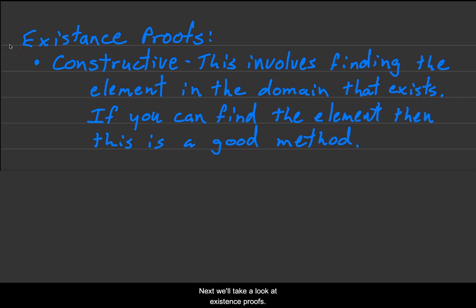Next, we'll take a look at existence proofs. First one is a constructive proof, and this involves simply finding the element in the domain that exists. If you can find the element, then this is a fantastic way to prove the existence of an element in the domain set.